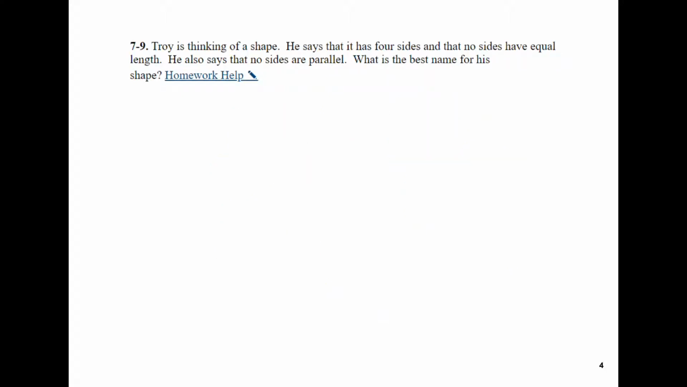7-9, Troy is thinking of a shape. He says it has 4 sides and none of those sides have equal lengths. He also says no sides are parallel. What is the best name for his shape? Well, if we have 4 sides and none of the sides are parallel and none of them have equal lengths, the best name would simply be a quadrilateral.